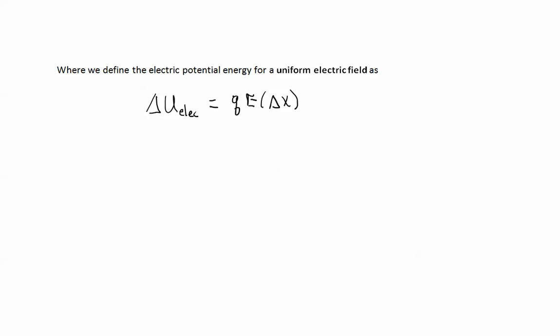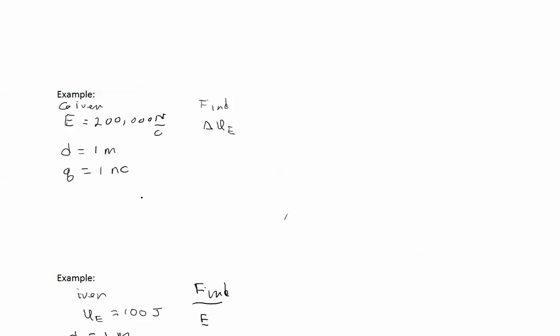So let's look at a few examples so we can understand this equation some more. Here's an example. You're given the strength of the electric field, the displacement, and the test charge, and we just want to find the change in the electric potential energy. The change in the electric potential energy, U, is equal to the value of the charge, Q, times the strength of the electric field, times the displacement.